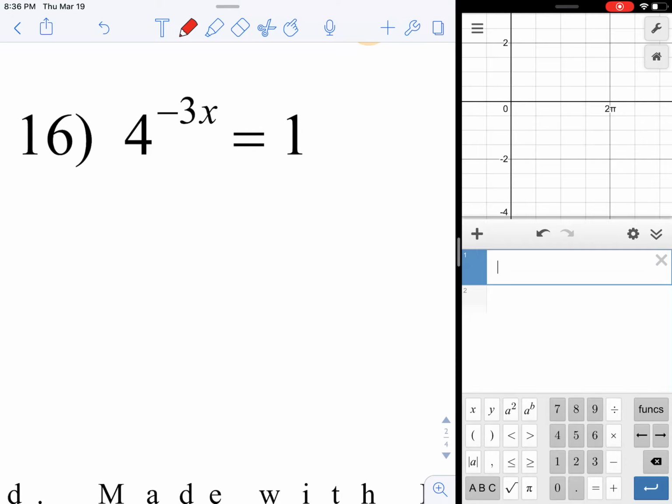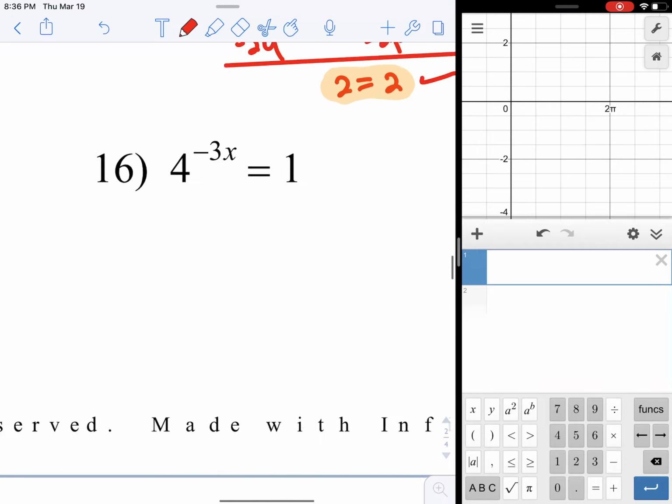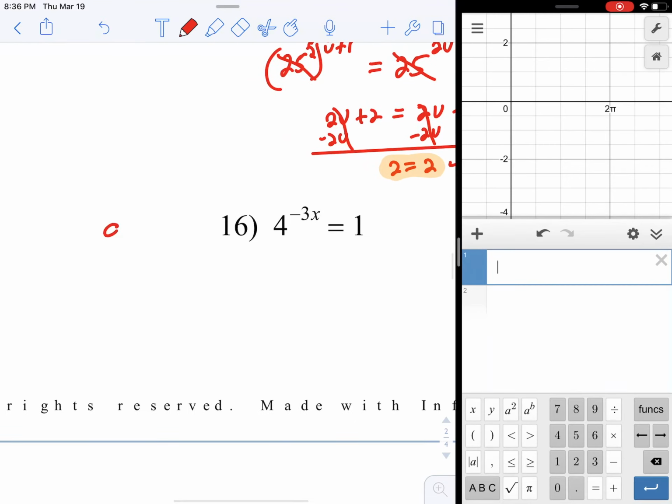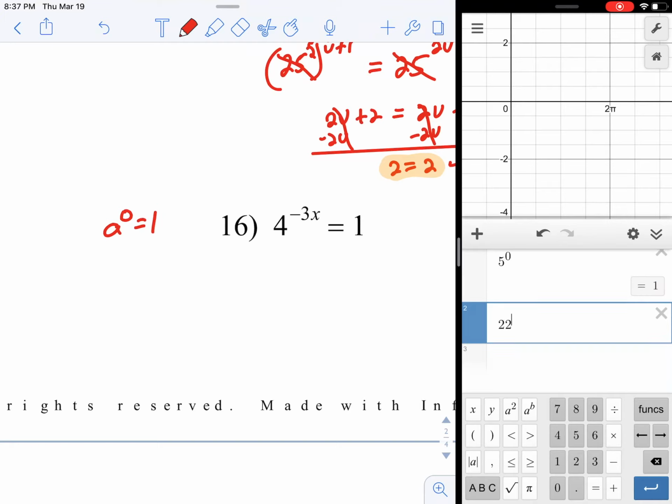Well, let me remind you of a very special rule in exponents. If you take any base, I'll use a for any number, any base raised to the 0 power, it always equals 1. Let me take the calculator. So 5 to the 0 power, see right there is 1. 22 to the 0 power equals 1. Even 4 to the 0 power equals 1. So I'm going to leave this a 4. I'm going to change this 1 into 4 to the 0 power.